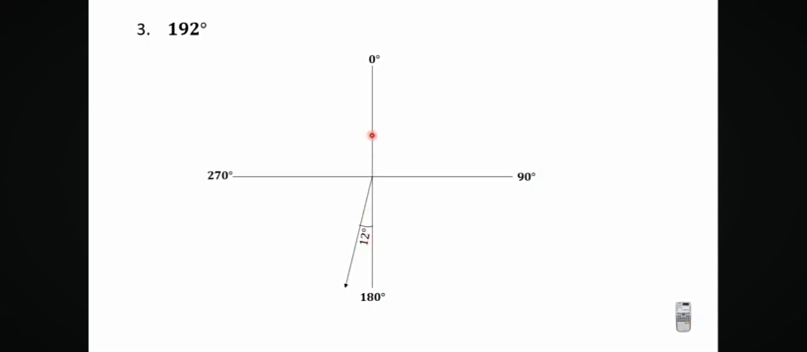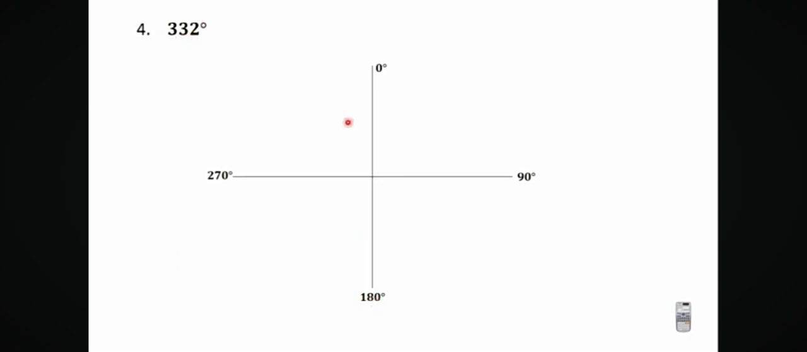So from here, when we move from 0 to 90 degrees, we have that here. From 90 degrees to 180 degrees, that will be on this line. We add 12 degrees and we now get 192 degrees to represent the bearing on this diagram. Once again, remember how we got the 12 degrees. 192 degrees minus 180 degrees. Let's move on to the next example.